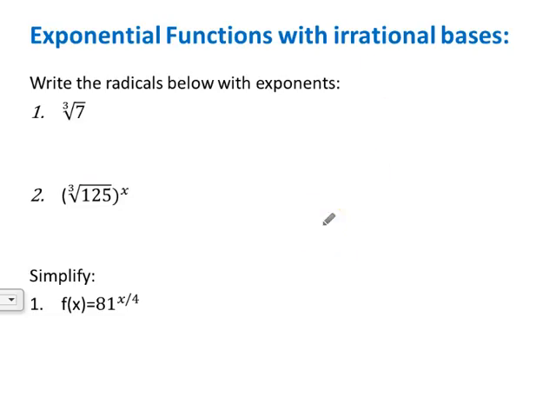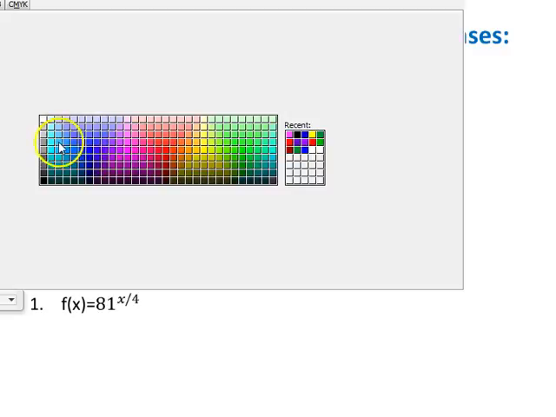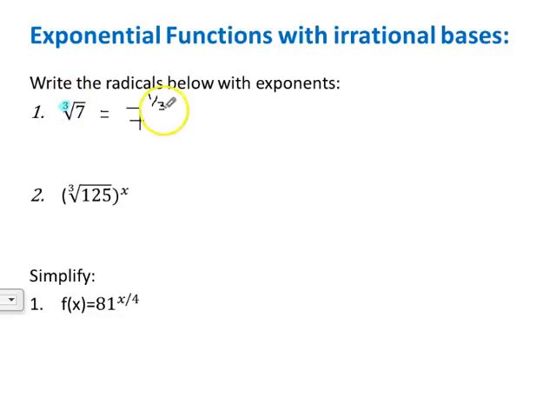All right, we also learned about exponential functions with irrational bases. We learned that we can go from writing a radical to rewriting it with just an exponent. For example, if I have the cube root of 7, I can rewrite this as 7 to the 1/3. So what we notice here is that this number right here is the denominator of our exponent.